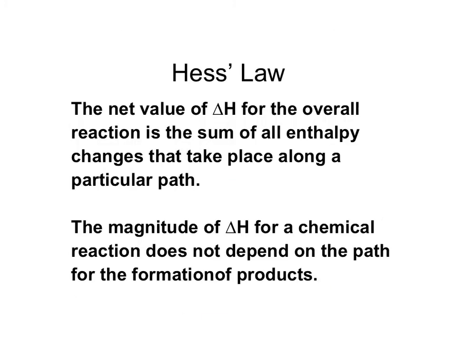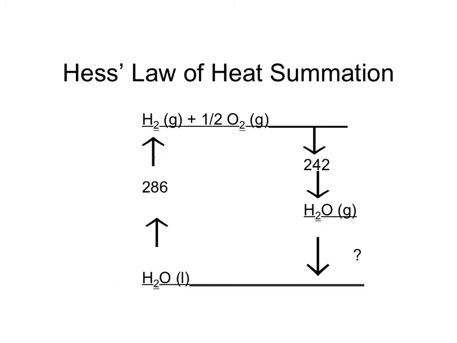All right, so Hess's law is due to, I suppose, the fact that enthalpy is a state function. And so Hess realized this, and his law, the net value of delta H for the overall reaction is the sum of all the enthalpy changes that take place along a particular path. Another way of saying this is that the magnitude of delta H for a chemical reaction does not depend on the path for the formation of products. And I'll show you what I mean here.